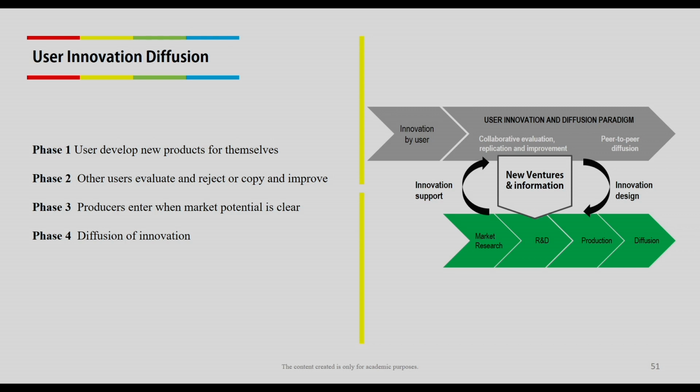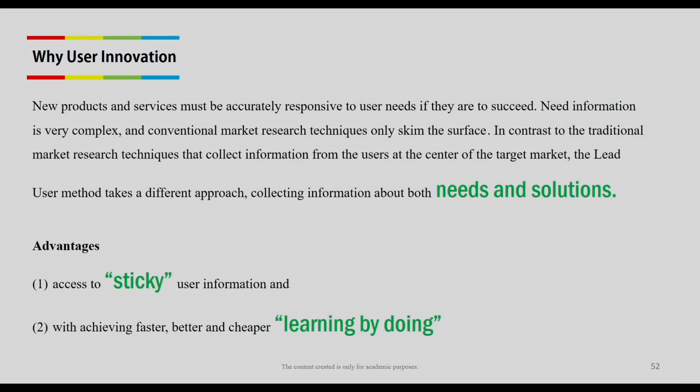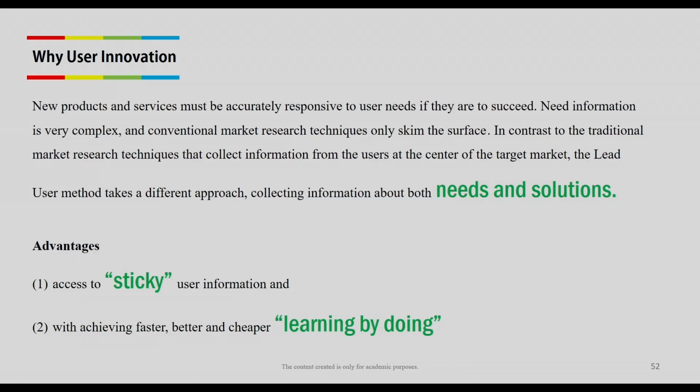So, the manufacturer gives them engineering support and manufacturing support. Why user innovation? There are two major reasons. One is access to sticky user information. So, what is sticky user information? Sticky user information is information which is very costly and takes a long time to acquire. So, in the lead user method, it is very easy to gather that sticky information from lead users.